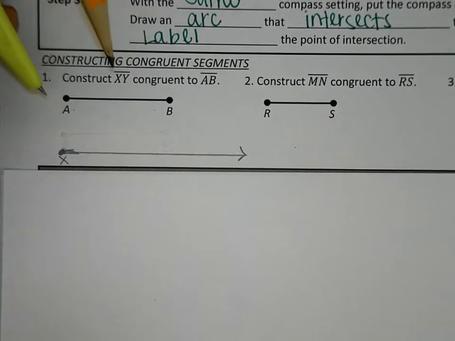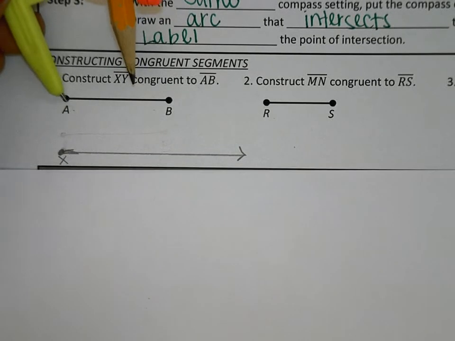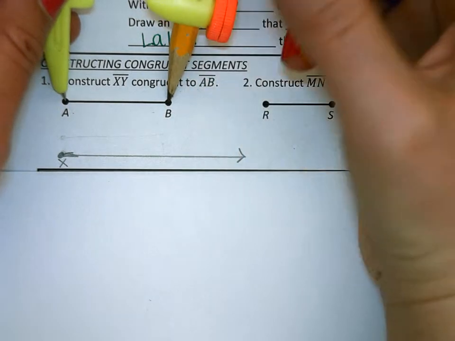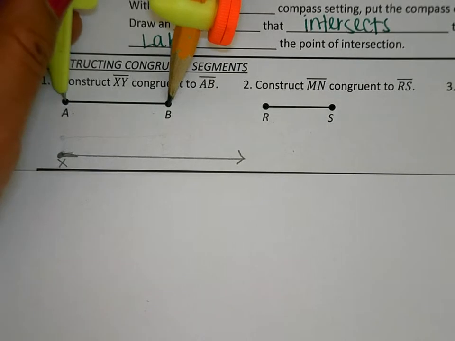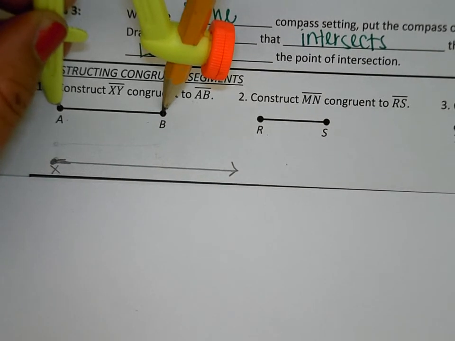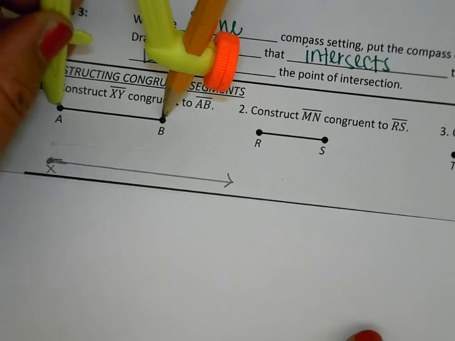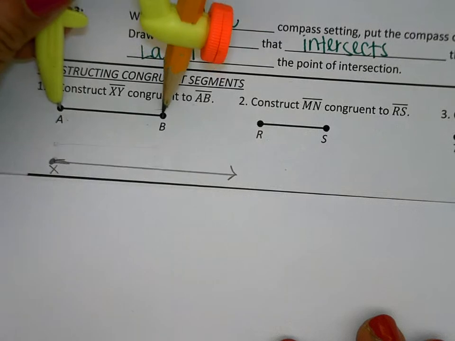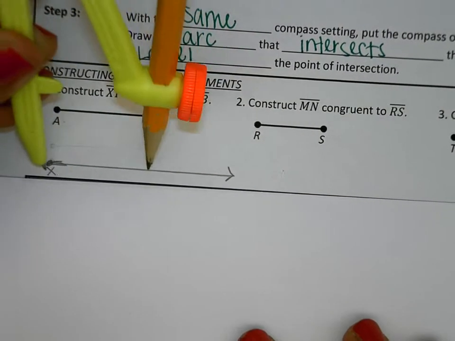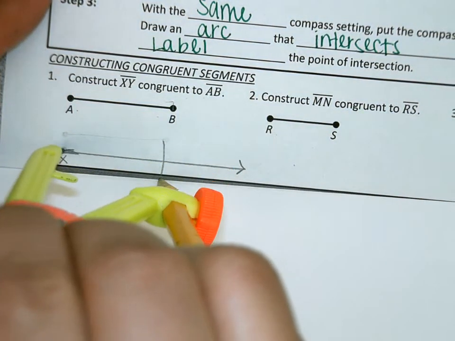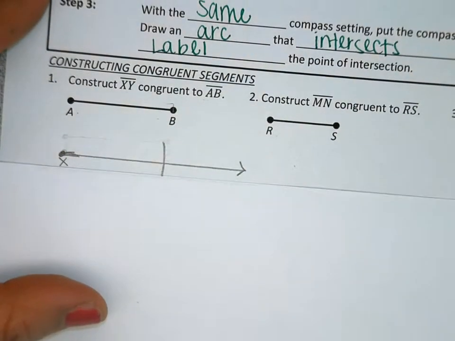You're going to put the tip of your compass on point A and open it so the pencil touches point B. Here's how we're going to prove that we know what we're doing: without opening it wider or closing it, just move it down. Put the endpoint on point X, and draw an arc that intersects that ray we just made.